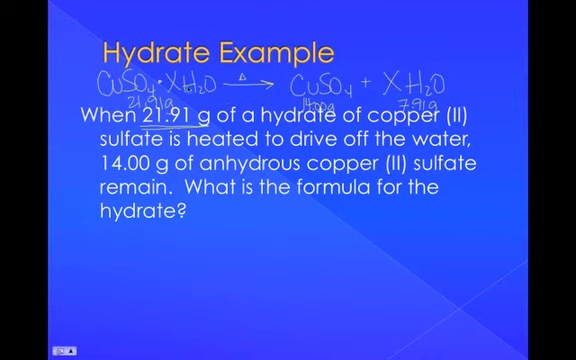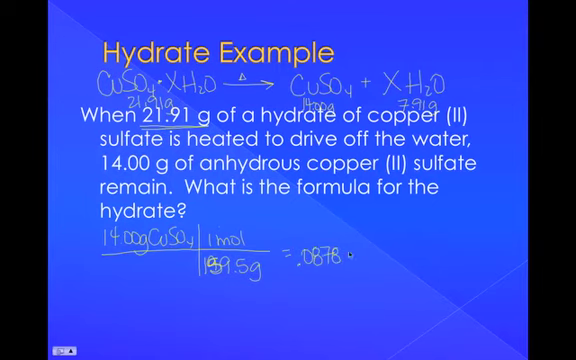So if we want to figure out this X right here, we need to convert both of these guys into moles. So let's go ahead and do that. Taking the 14 grams of copper(II) sulfate, convert that into moles using the molar mass, which is 159.5 grams per mole, which works out to 0.0878 moles of copper(II) sulfate.